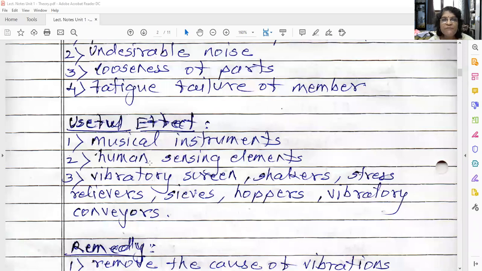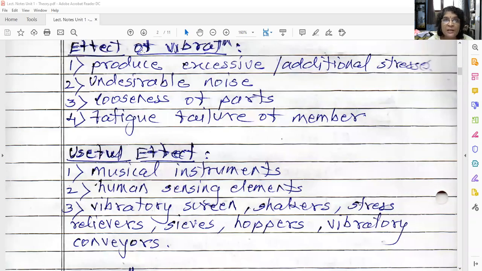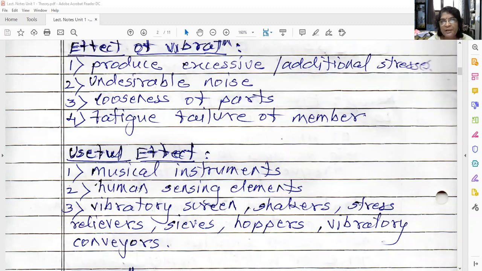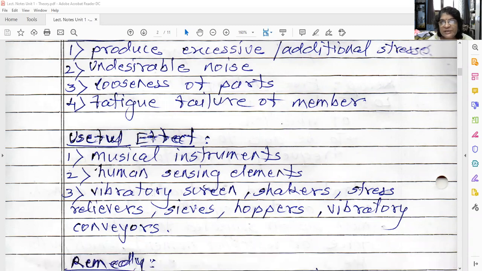Now there are useful effects of vibrations also. These were the bad effects of vibration, where we have to always reduce the vibrations. But in useful effects, instruments work because of the vibrations only. For example, the first useful effect is musical instruments. Take the example of drum, guitar, sitar. All these instruments play because of the vibrating of the string.